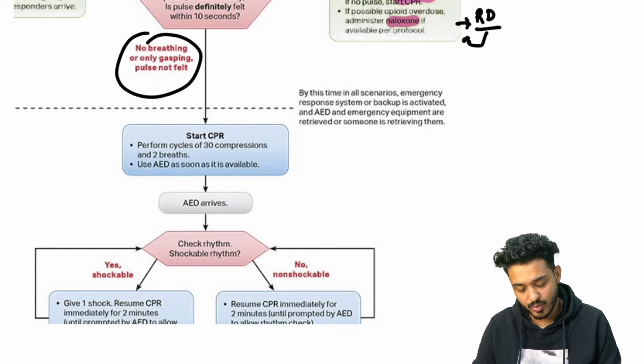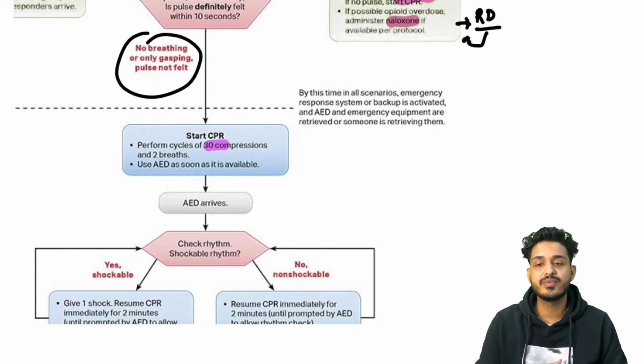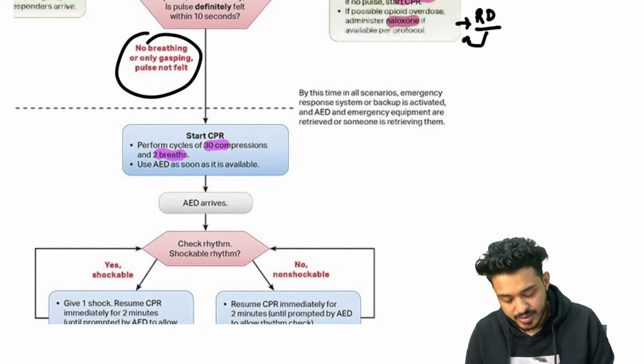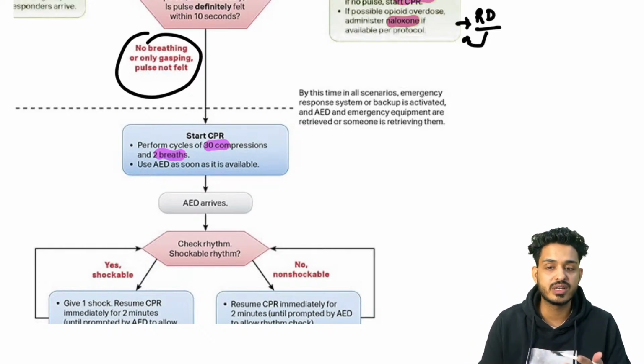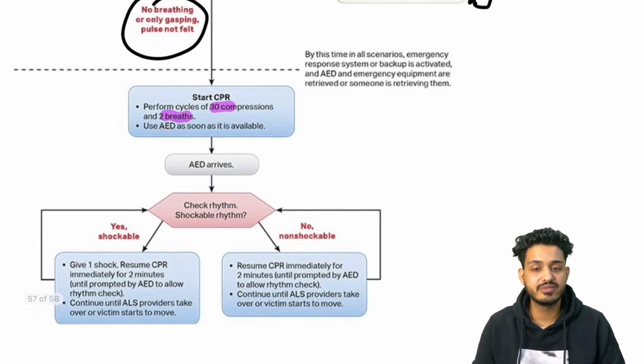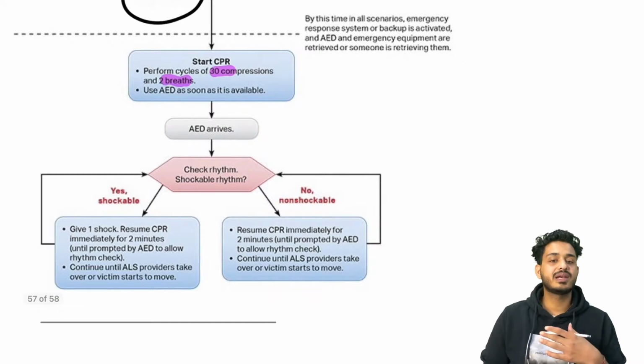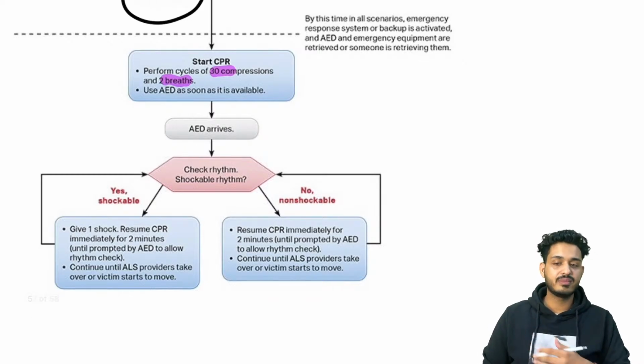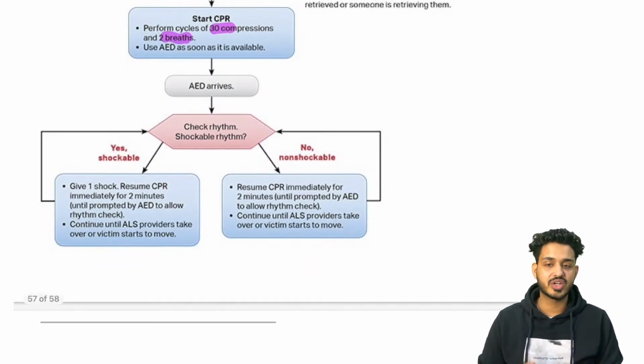Previous year question, how many compressions will you be giving? Performing cycles of 30 compressions followed by 2 breaths. Okay, 30 compressions, 2 breaths, right? Then you will be getting the external डिफिब्रिलेटर, ऑटोमेटिक एक्सटर्नल डिफिब्रिलेटर, उसको अटैच कर देना है, यहाँ लगाना है, साइड में लगाना है. It is having the instructions also, right?